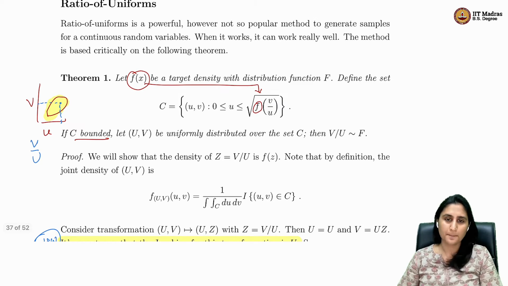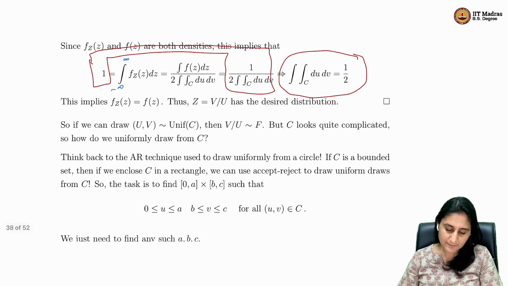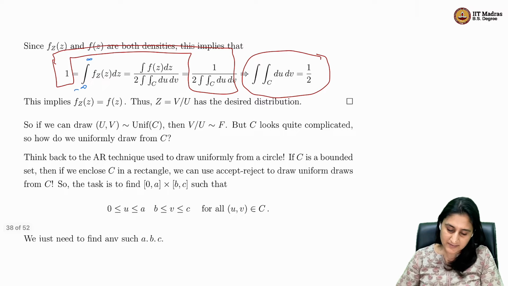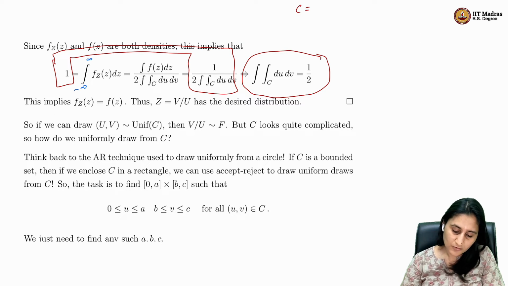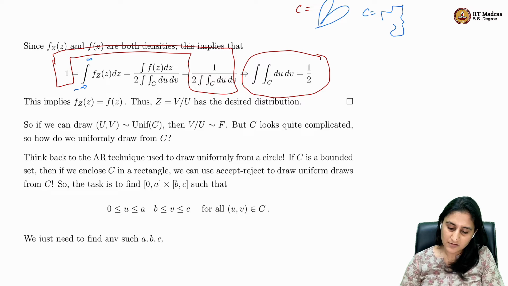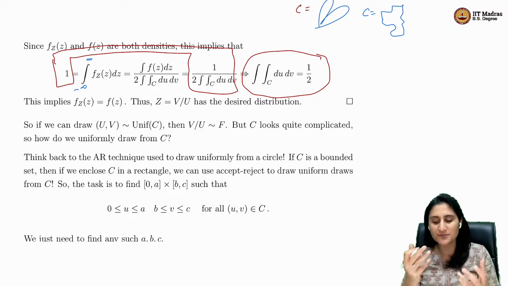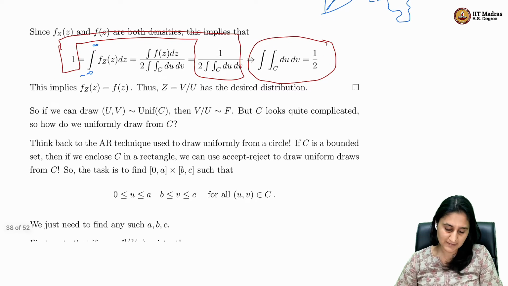I don't know, right? The set C can look quite weird. I can have the set C look something like this, or something like this. As long as it's bounded, that's all I care about. Then the theorem will work. So what is the shape of C and how do I actually sample from this set C?